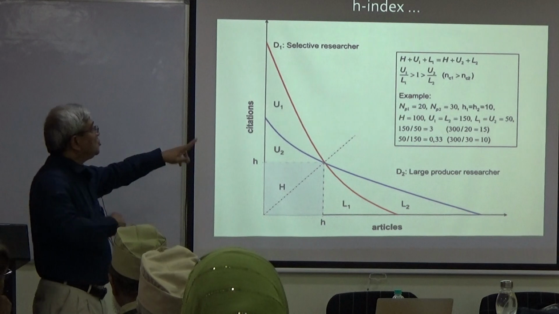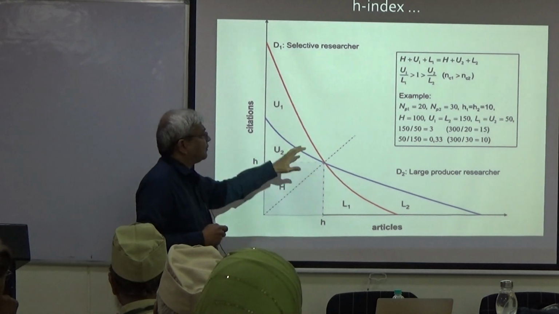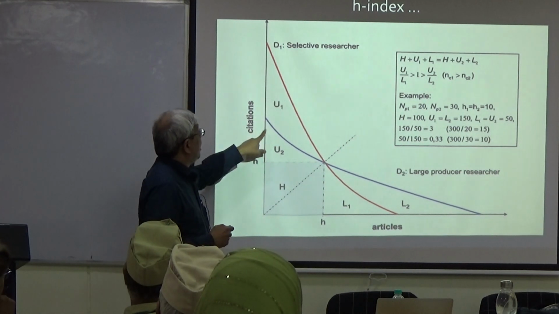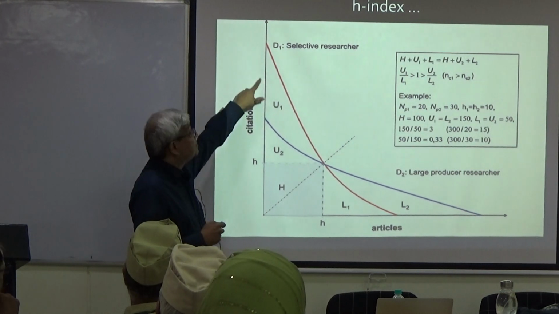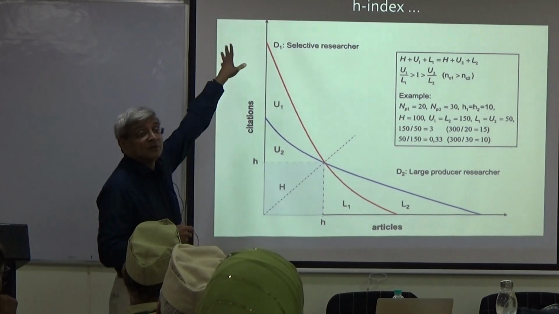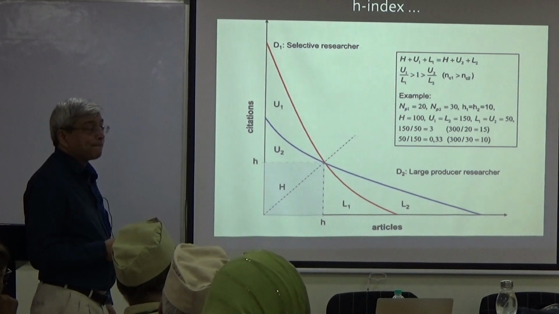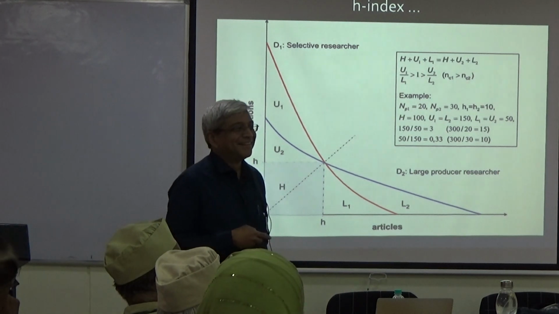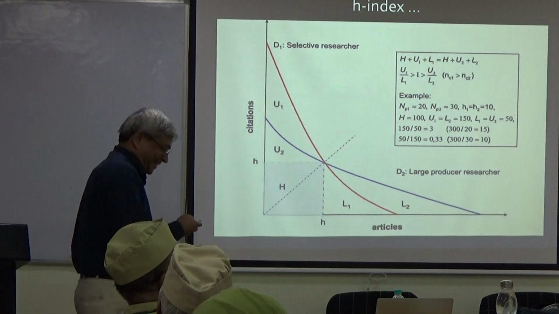But when you compare these two cases, where this person publishes a lot of low quality papers, the maximum citations this person has is only here, whereas this person has much higher citations. So it is very interesting that you are using all this mathematics to calculate the H index, and the mathematics has got the lowest impact factor.